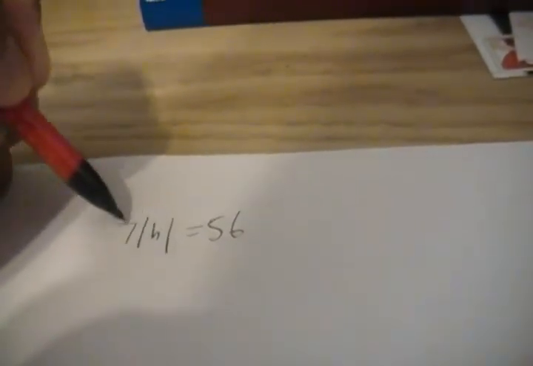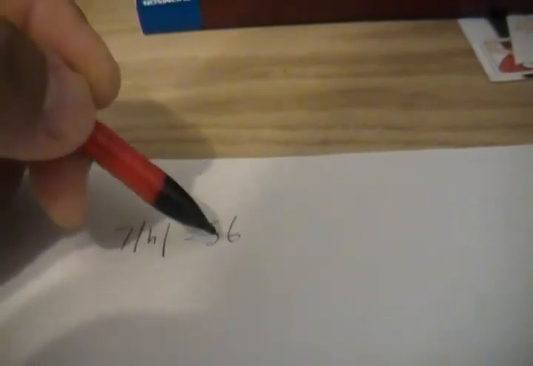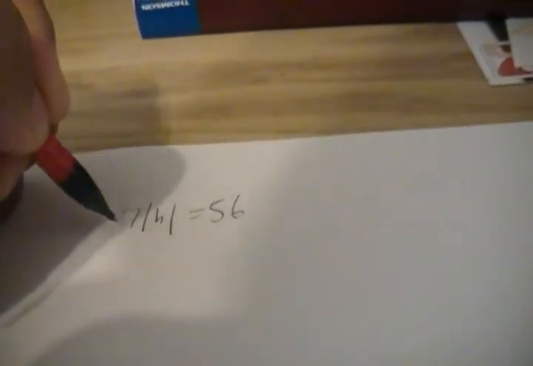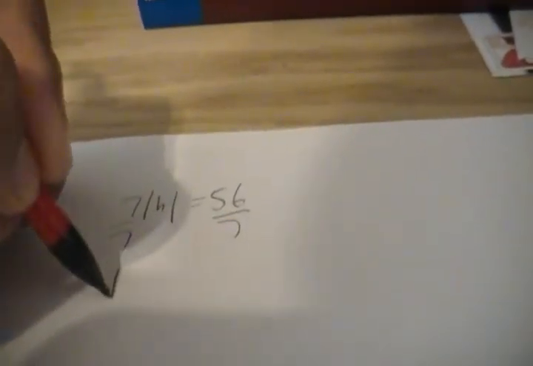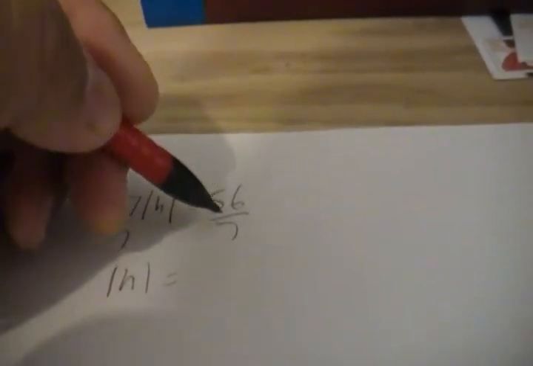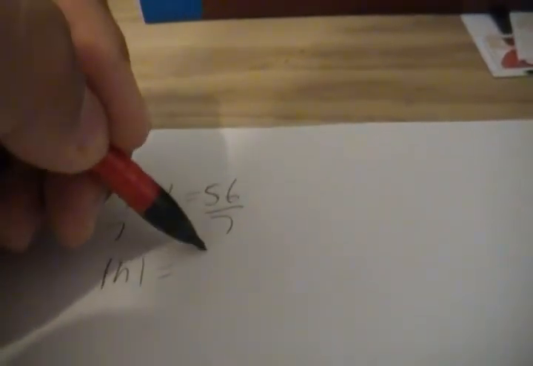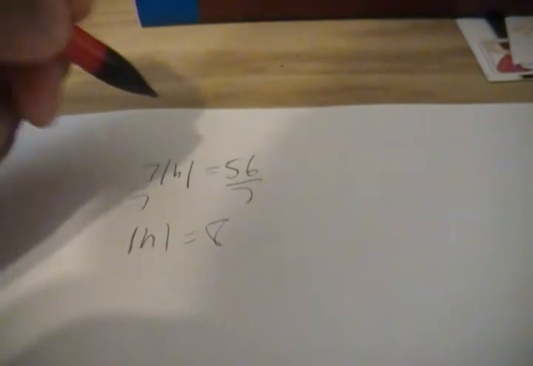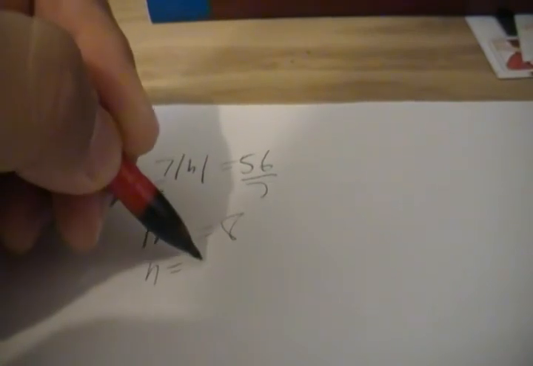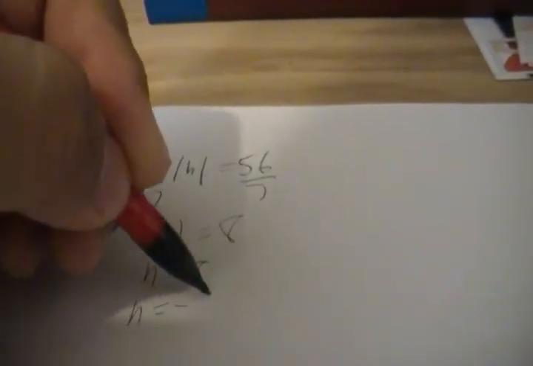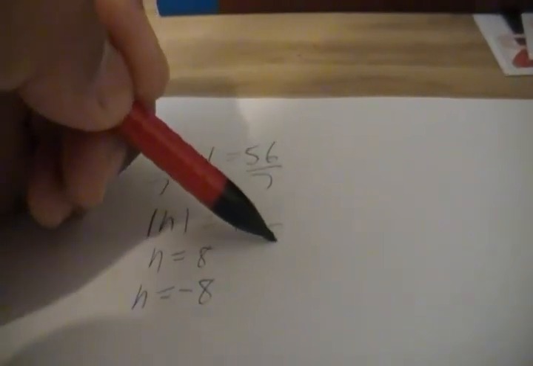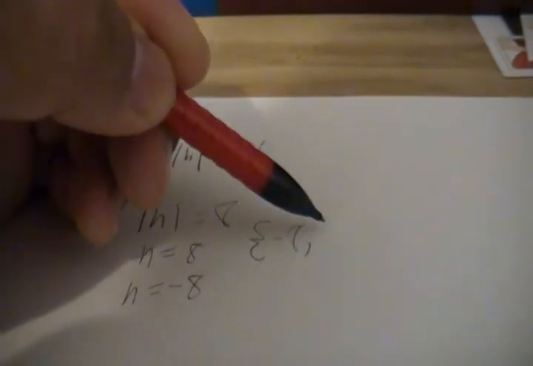If you have the coefficient outside, you can just divide by that coefficient to solve for the absolute value of n. So if we divide both sides by 7, the absolute value of n is equal to 56 divided by 7, which is 8, right? Now by the definition of an absolute value, it can be either n equals 8 or n equals negative 8. So to put it in proper form, we say that n is either negative 8 or 8.